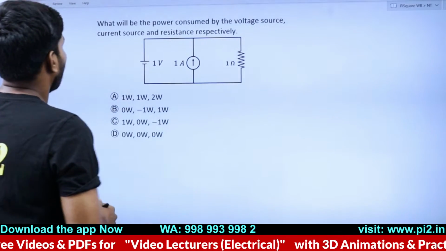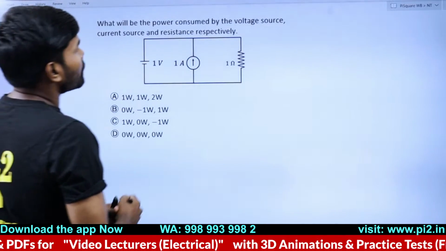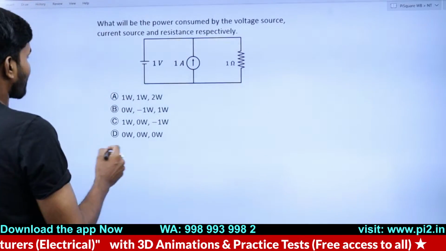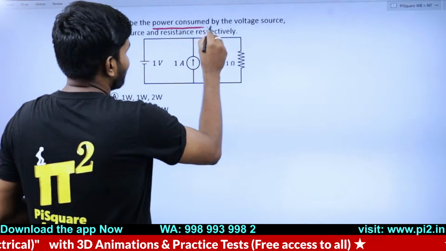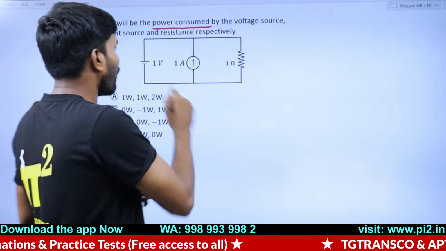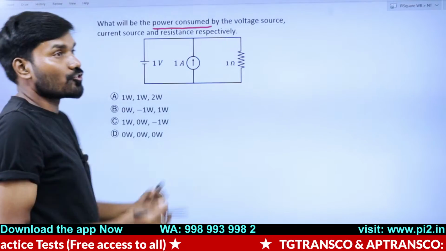I think your time's up. What will be the power consumed by the voltage source, current source and resistance respectively? So it is asking, be clear, it's not asking power delivered by the source. It is saying all three parts, one thing: power consumed.